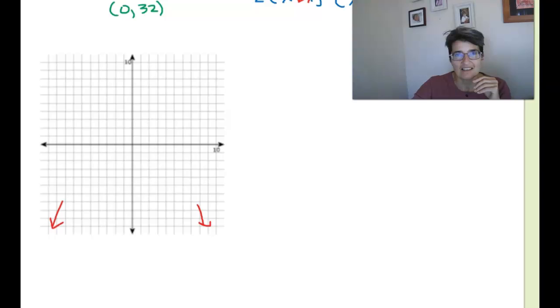All right, let's go by 5s. 5, 10, 15, 20, 25, 30, 35, 40. Let's make that scale. So our y-intercept is at 32. So we're around here somewhere.